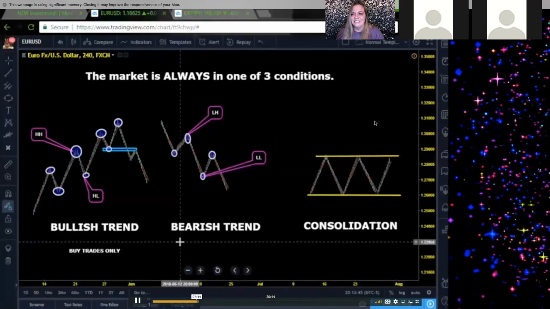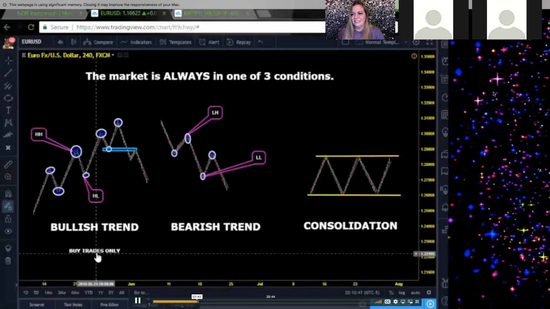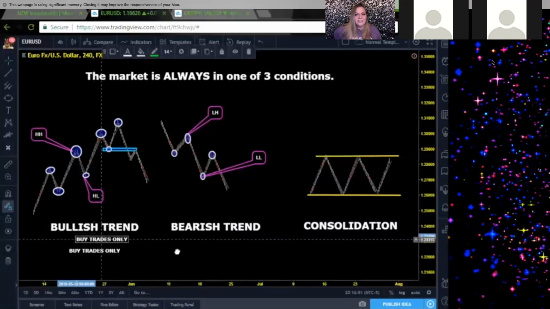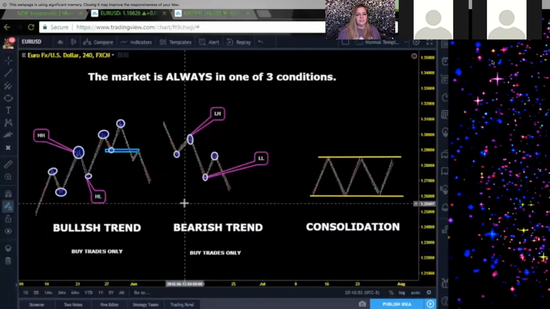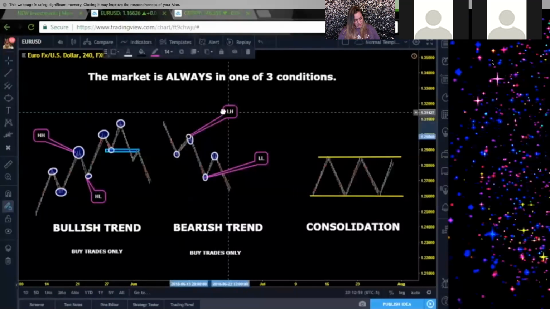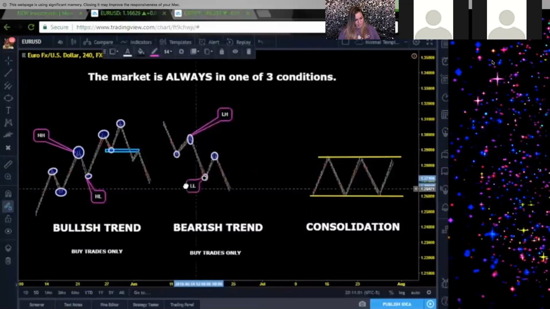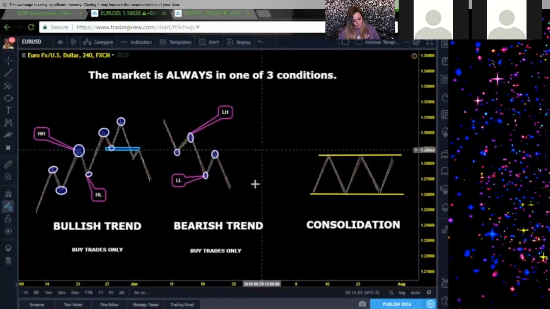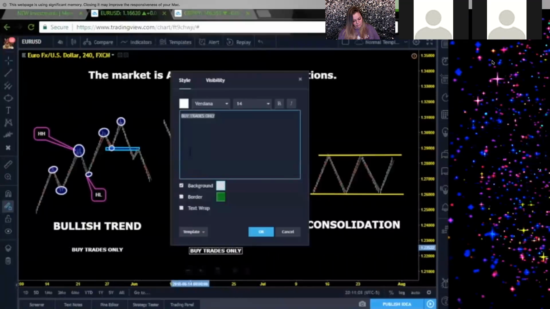guys, this is how you need to structure your approach to the market. Okay, now, what about a bearish trend, guys? If you open up a chart and you identify that you are in a bearish market condition because you are making lower highs and lower lows, and again, we're going to go into the charts. I'm going to show you guys practically how this works in a minute. What kind of trades should you be looking to take?